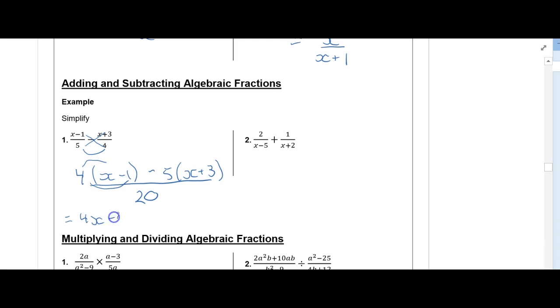4x minus 4 minus 5x minus 15, all on 20. And the answer I'll write up here because I've run out of room. It's minus x minus 19 on 20.